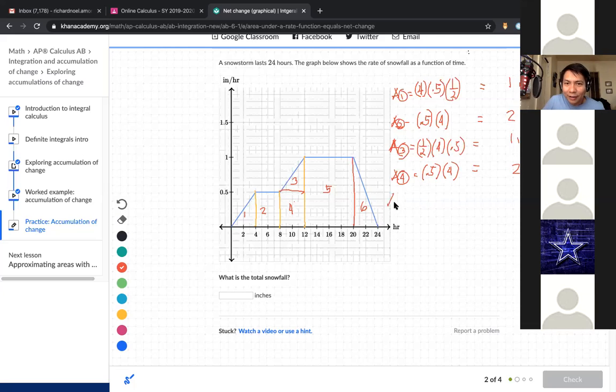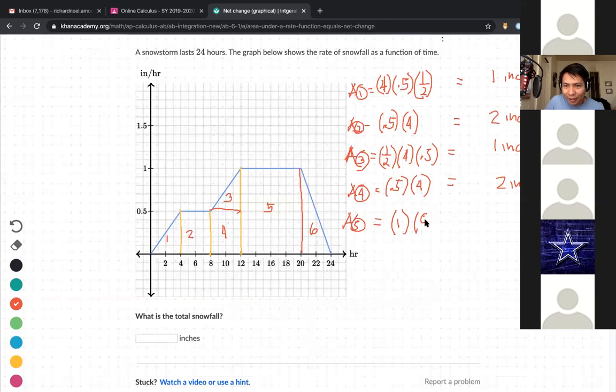Let's take a look at area 5. Any ideas of what area 5 is? That's going to be 8. So that's 12 to 20. That's going to have a base or a length of, what's our length, guys? 8. And then our base would just then be 8. Okay, so that will have 8 inch.